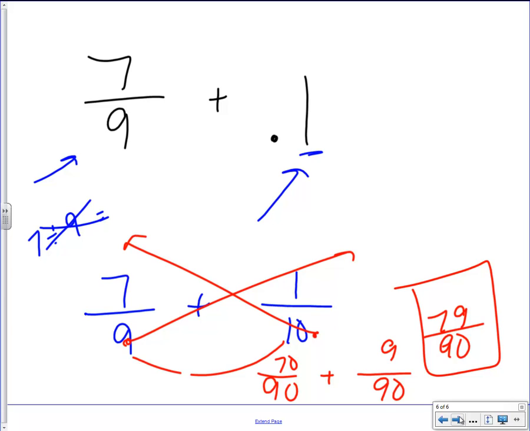So for your homework, it's going to ask you to add these two together and to submit your final answer in fraction form. I actually have a paper. Let me read it to you and tell you what it says. If I can find it. Okay, I can't find it. We'll just move on.